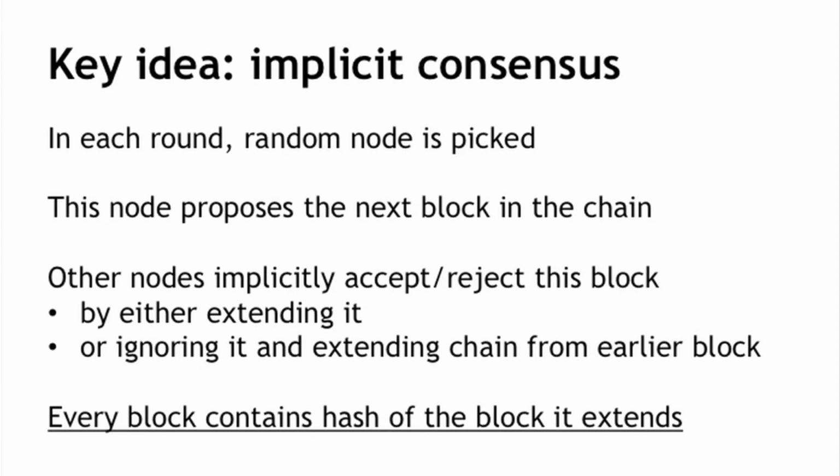Here's the key idea. What becomes possible under this assumption of random node selection is something called implicit consensus. So what is implicit consensus? In each round, and there are going to be multiple rounds, each round corresponding to a different block in the blockchain, a random node is somehow selected, magically for the moment, and this node gets to propose the next block in the chain.